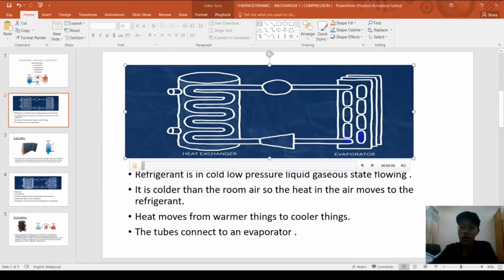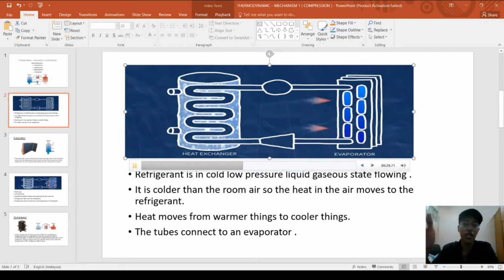At the beginning of the cycle, the refrigerant is in a cold, low pressure liquid-gaseous state, flowing through tubes that are exposed to room air. The refrigerant is colder than the room air, so the heat in the room air moves to the refrigerant, because we want to increase the heat of the refrigerant. This is because heat always finds a way to move from warmer things to colder things; it's the nature, the law of thermodynamics.